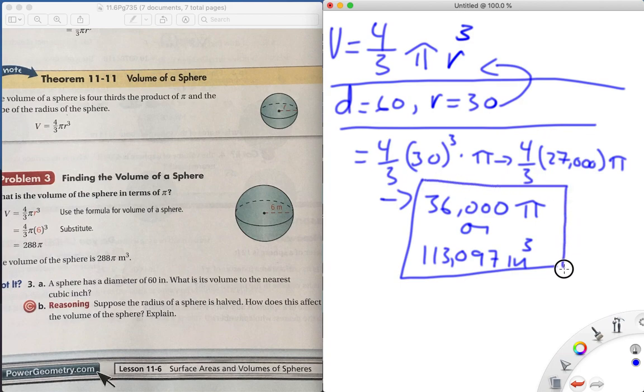So in this case, they gave me a diameter. I divided it by 2 to get the radius, and then plugged it into my equation, which is 4/3 pi r cubed, and plugged in 30 for the radius. The cube of 30 is 27,000. Multiply that by 4/3, and I got 36,000 pi. If I was to multiply it by pi, which is 3.14, or the pi symbol, I recommend using the pi symbol, it'll turn out to be 113,097, rounded to the nearest cubic inch.